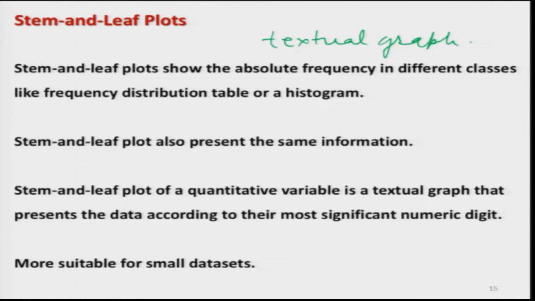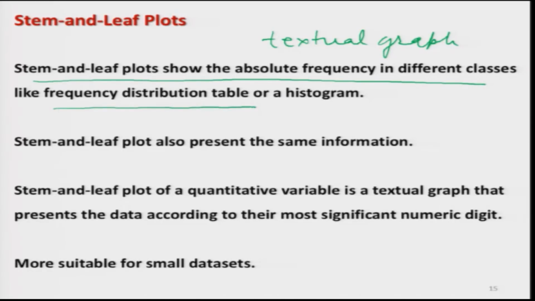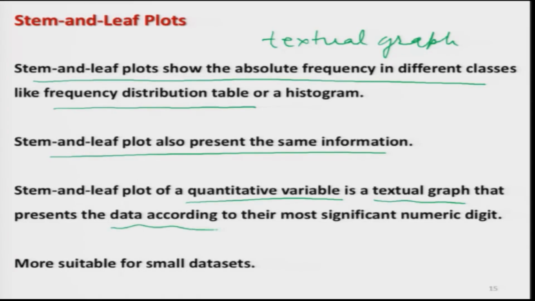It means it is trying to use the text as well as the graph. So, stem and leaf plots show the absolute frequency in different classes, as in a frequency table or a histogram, and they present the same information. The only difference is that this is based on a quantitative variable and is a textual graph, and the presentation in this graphic is based on the data according to their most significant numeric digits.